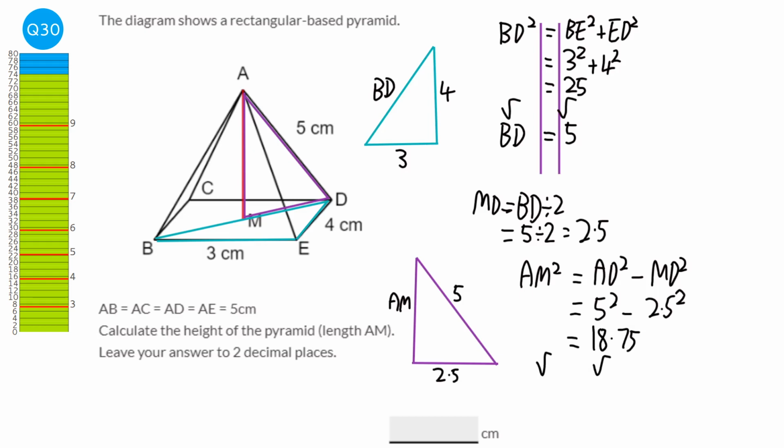I haven't put my tramlines in. Let's get those in as well. Make sure it's all neat and tidy. So we've got AM is equal to 4.330, and because it says 2 decimal places, we want to write down the answer 4.33 centimeters.